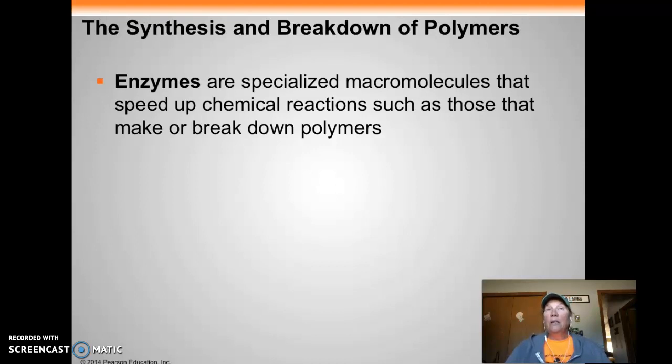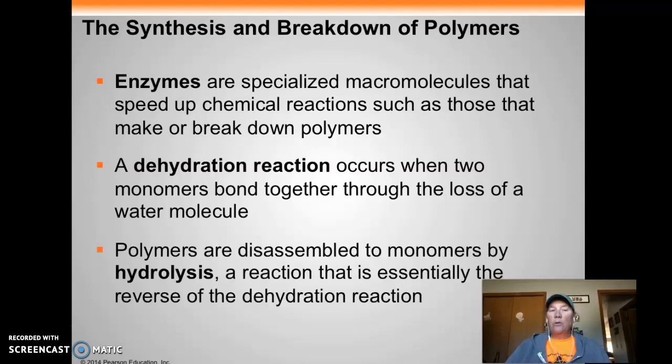It'd be like when your little brother comes in and breaks up all your Lego structures, and then you've got to build something else. So we have enzymes, which are a special protein that need to be made, but their job is to speed up these chemical reactions that either make or break down these polymers. A lot of times we take polymers and break them down into monomers, and then we rebuild them into structures that we need.